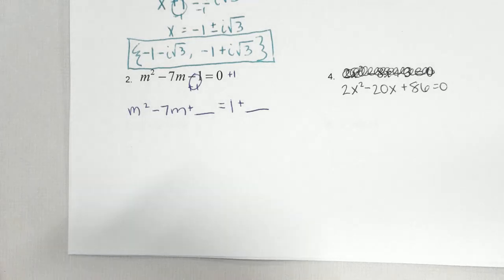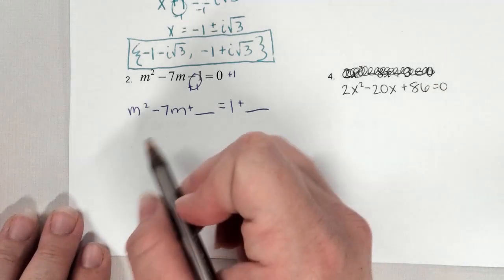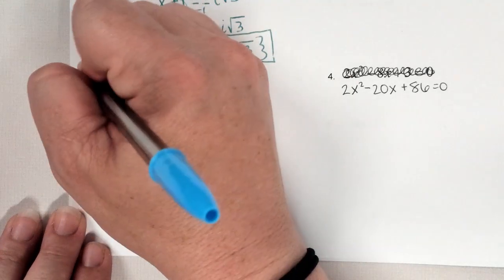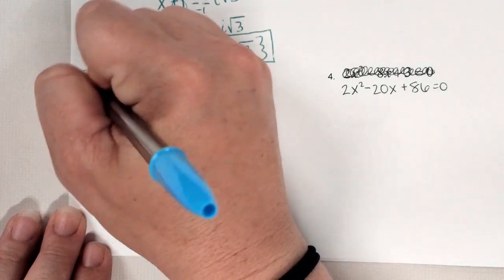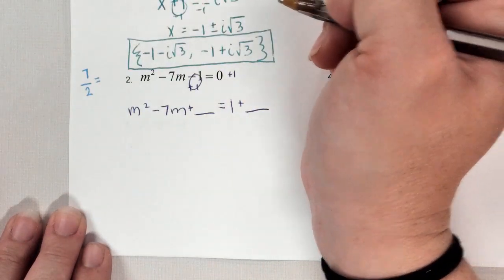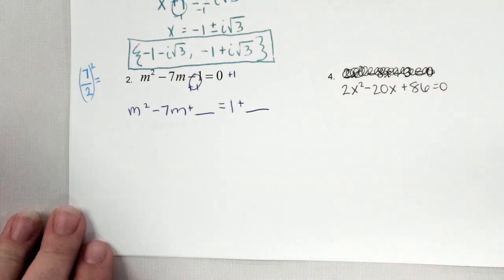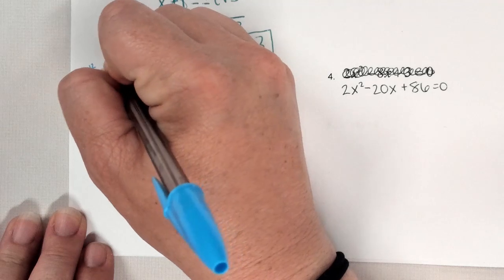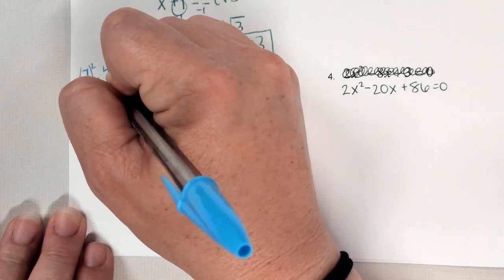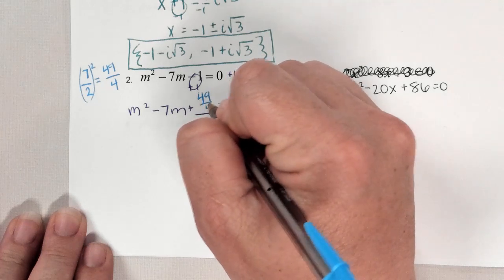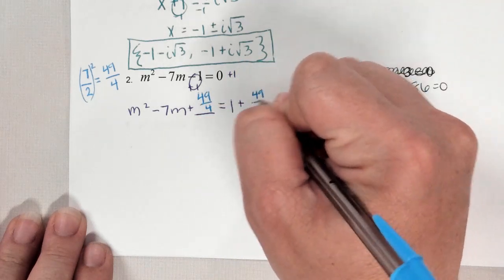How do I figure out what I'm adding? Half of my b. You don't have to worry about the negative, so we're just looking at the number. So we have 7 over 2. Does that simplify? No, so we're just going to square it. What's 7 squared? And what's 2 squared? 4. So I know this one looks super gross, but just wait.